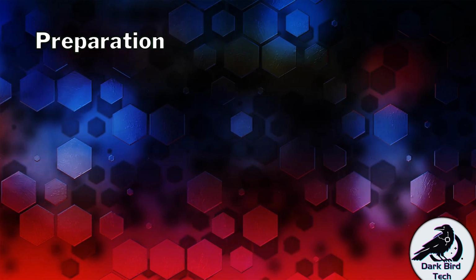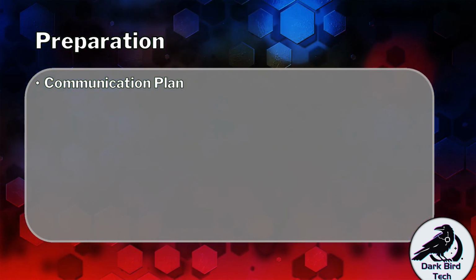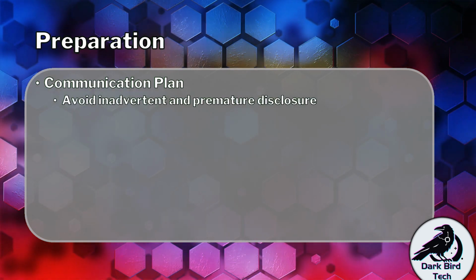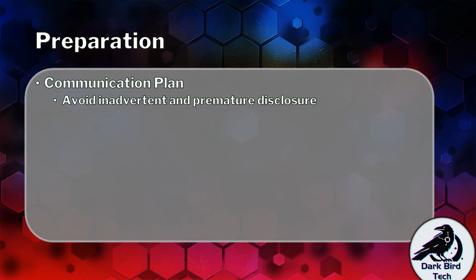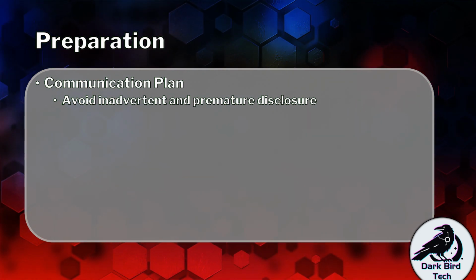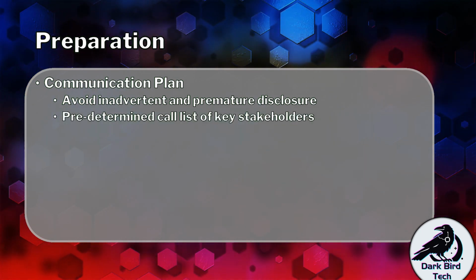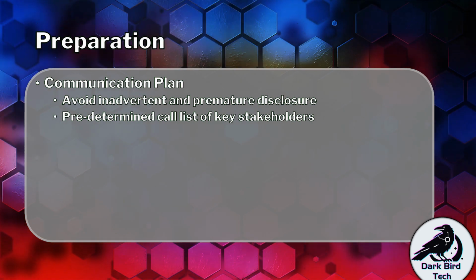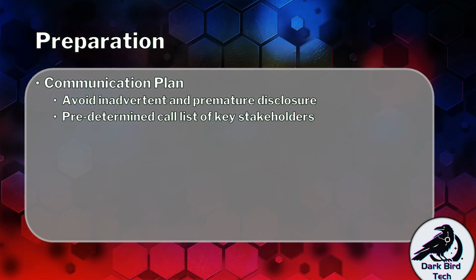Now, we also need to plan and prepare things like a communication structure. This way we can try to minimize inadvertent and premature disclosure of the incident to the stakeholders, the public, and obviously the attacker as well. What will help here is to have a predetermined list of stakeholders that you need to contact so that you can inform them, hey, there's an incident taking place and the following is going to happen.